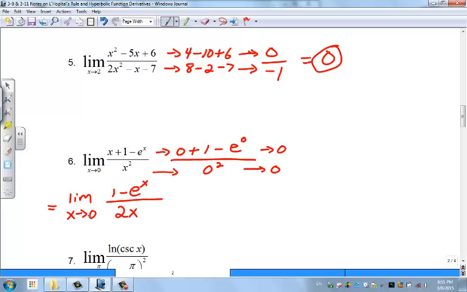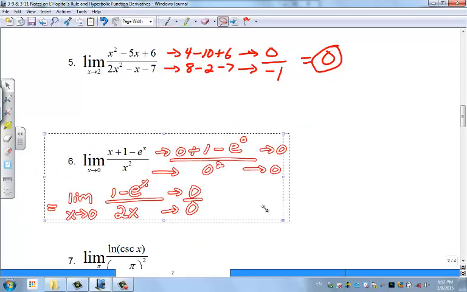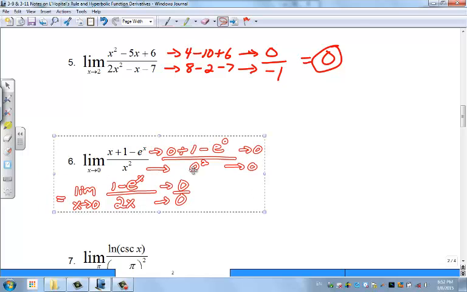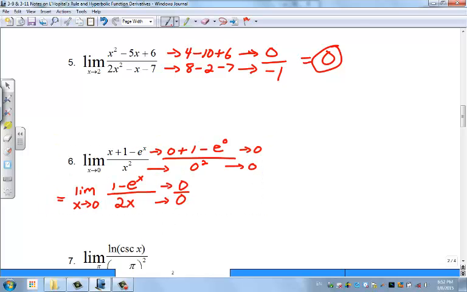Well, check it out. You plug a 0 in the top, what do you get? Well, you get 1 minus 1, which gives you 0 in the top again. You plug a 0 in the bottom, check it out. You get 0 again, so it's 0 over 0, which means you're going to use L'Hopital's yet another time. So let's go ahead and do that. I'm going to shrink this up just a tad so I can be a little consistent. I really like consistency.